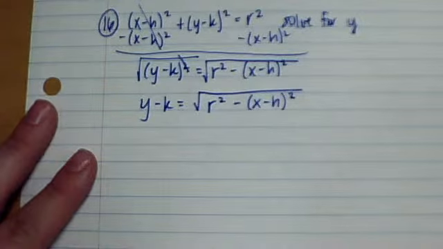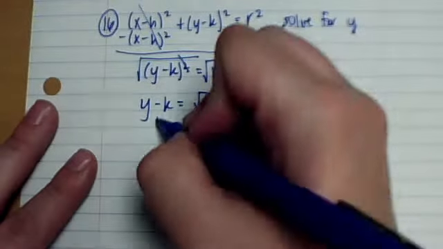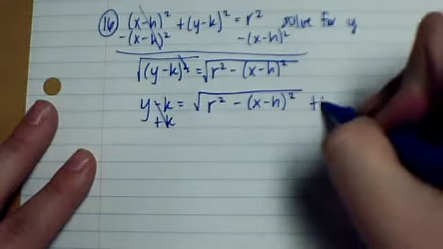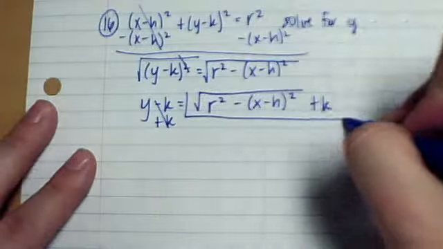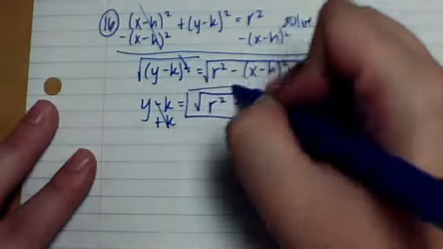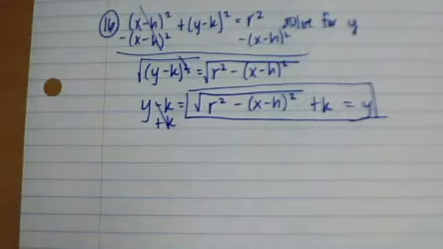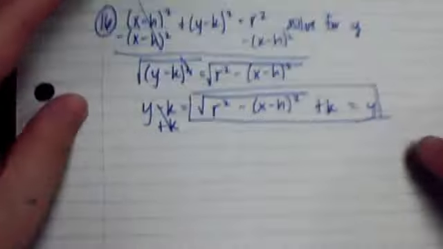Okay, now I need to get y by itself, so in order to do that, I'm going to add k. So all of this equals y. Alright, the last one that I'm going to show is 20.